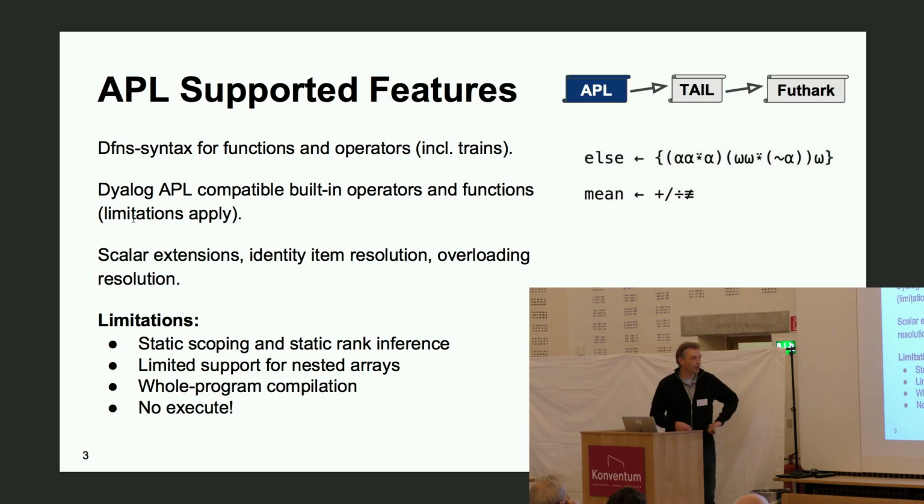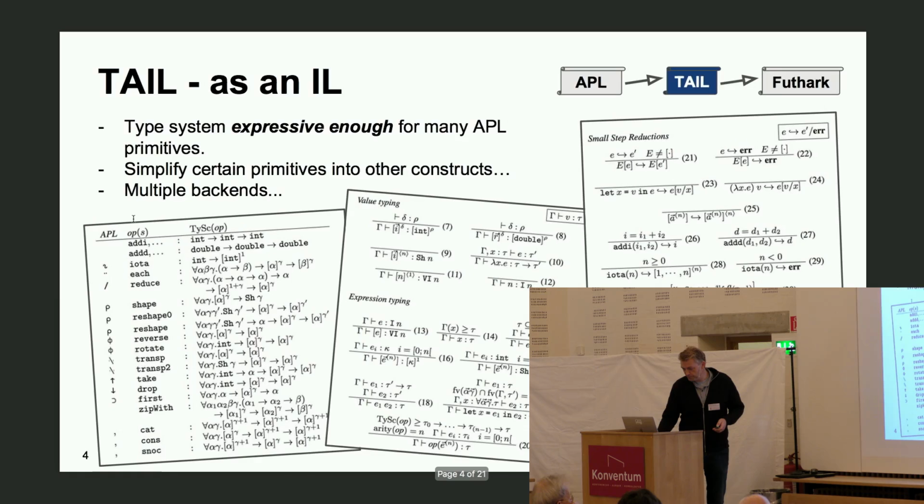And then we take this whole program compilation approach. So we basically assume that the whole program is available, which means that for very large APL programs, this is probably not suitable, but maybe one can pick out the kernels that need to run fast. And of course, no execute here, since we have a static approach.